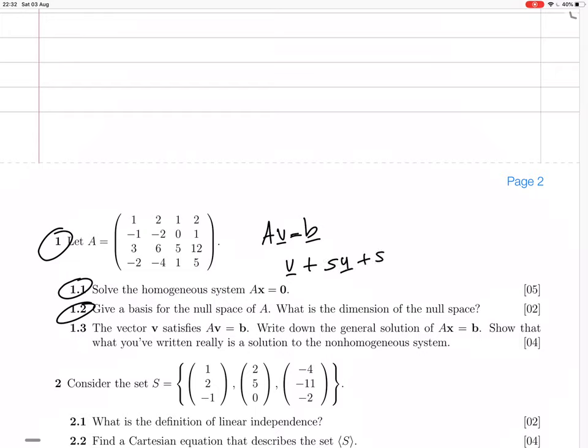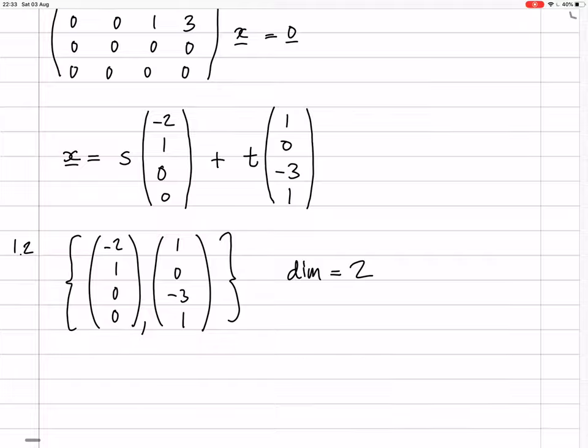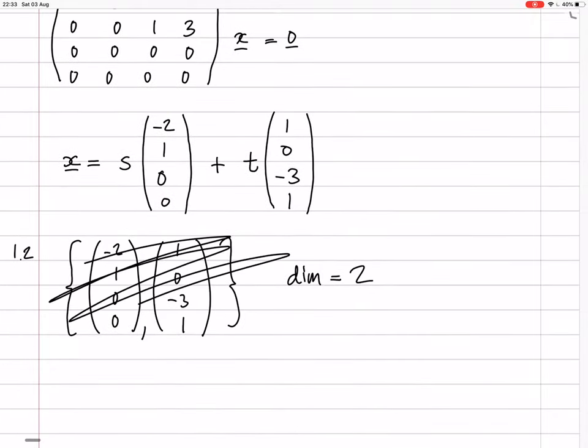SU plus TW. That'll be the homogeneous thing. Showing that it really is a non-homogeneous solution, we take A times that. And that'll mean you'll have AV plus SAU plus TAW equals AV plus 0. AV is just B, so plus 0 doesn't change things. That's the solution.